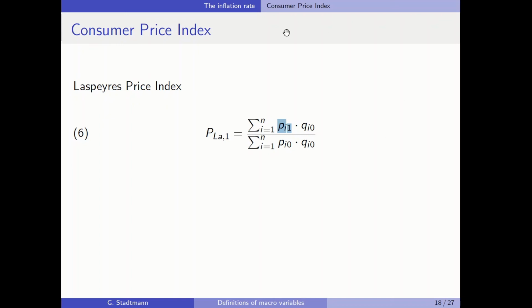So this Laspeyres index looks a little bit complicated because of the sum signs, but it's easy. Here we have the quantities constant over time, but of course the prices will change over time. And then the Laspeyres index can be computed. Relative changes of the Laspeyres index can be interpreted as the inflation rate.